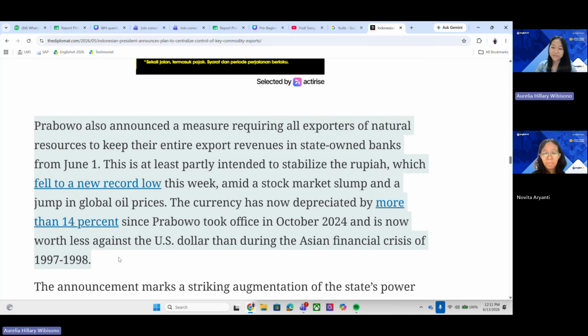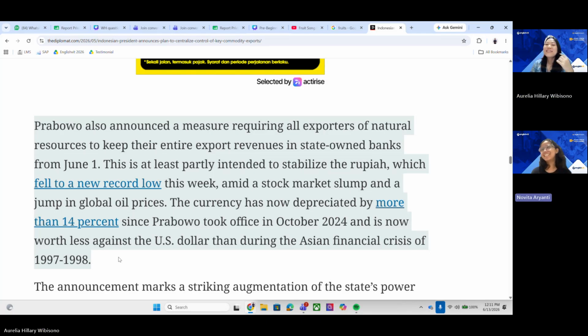Yeah, that's correct. The currency has now depreciated by more than 14% since Prabowo took office in October 2024, and is now worth less against the US dollar than during the Asian financial crisis of 1997 until 1998. Yeah, this sucks. Impressive. Oh my god.